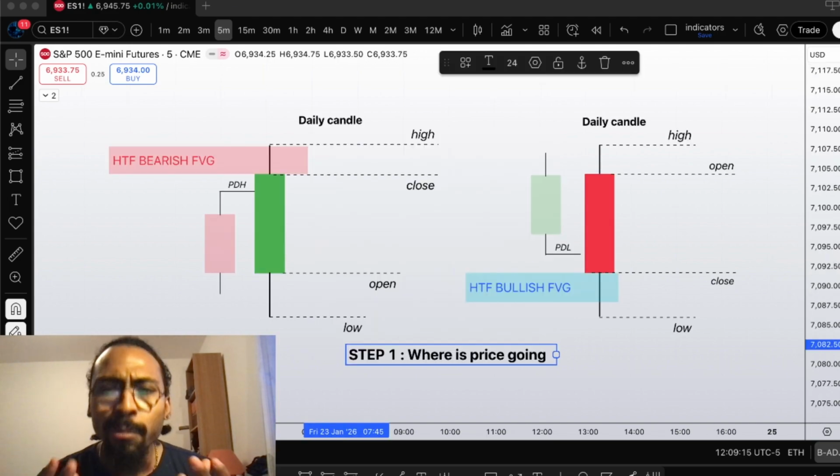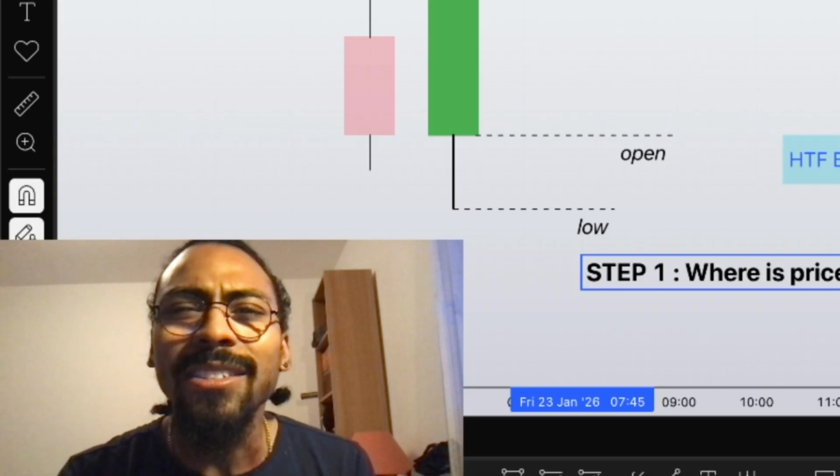Now, once you get a high probability on where that daily candle is going, or whatever higher time frame candle that you're using, step 1 is complete. Now let's move on to step 2.